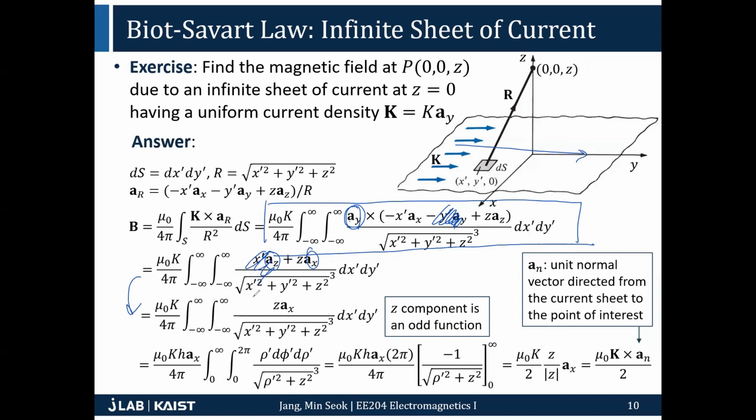Why did I do that? The a_z component becomes 0. Why? Here you have a_z, and here you don't have a_z. Only the a_z component can be B.